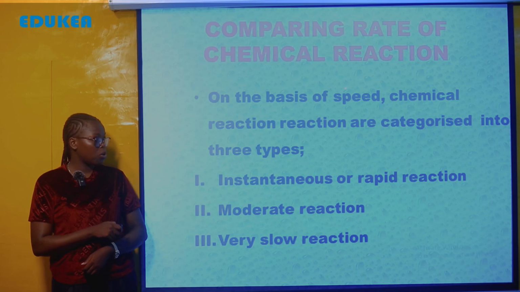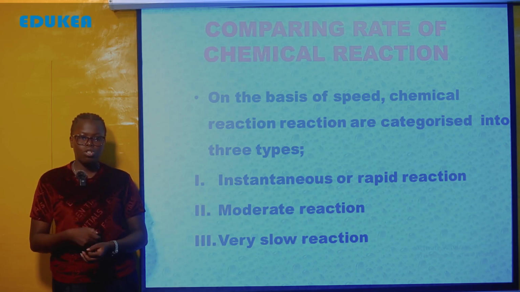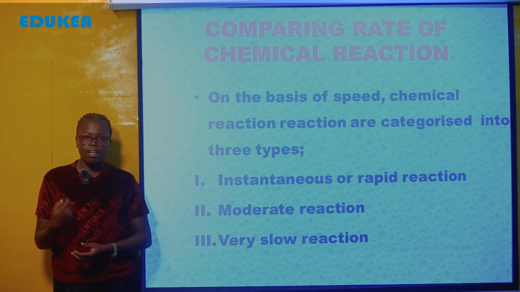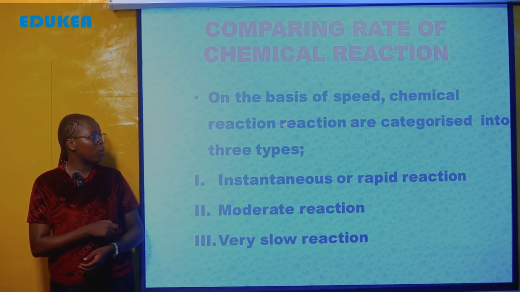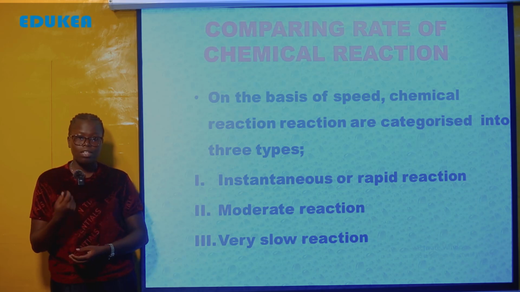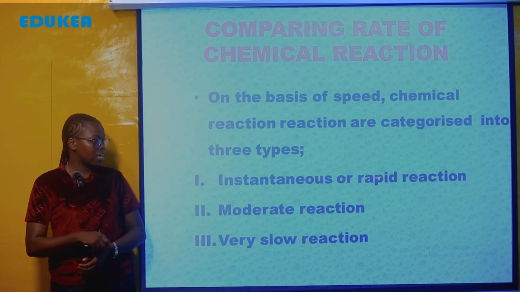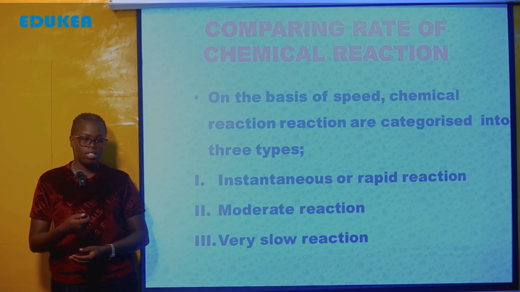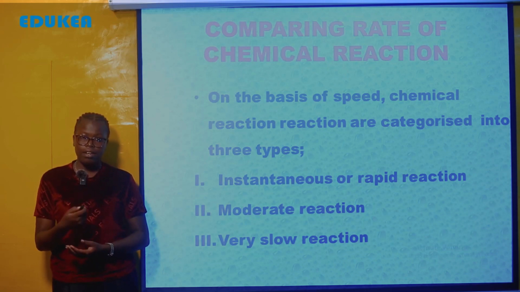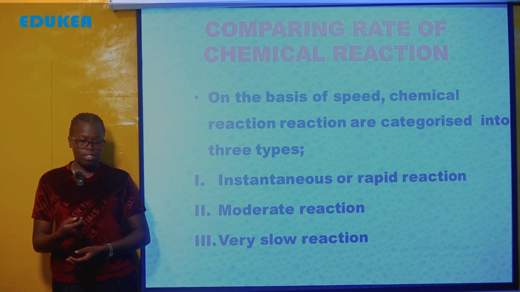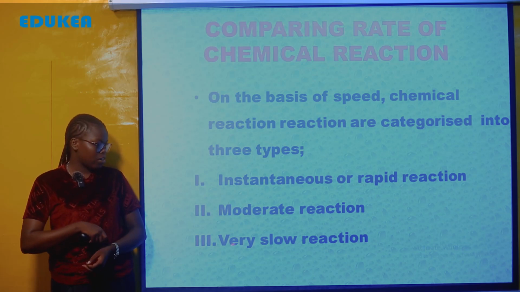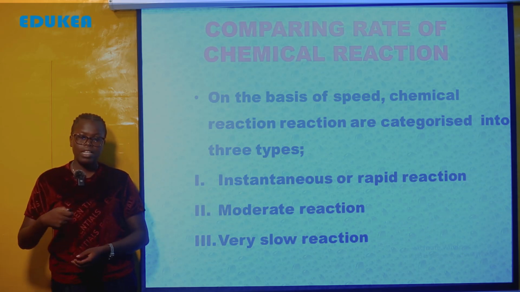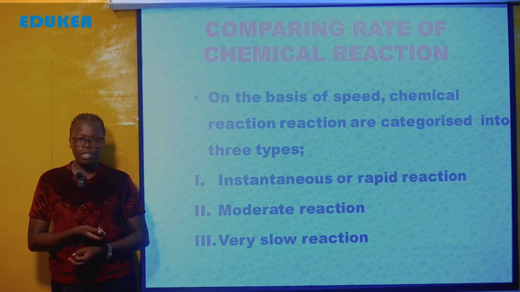Comparing the rate of chemical reaction. There are different methods or means to compare or to measure the rate of a chemical reaction. And on the basis of speed, chemical reactions are categorized into 3 types. The first one, we have instantaneous or rapid reaction. Instantaneous or rapid reaction ni ile reaction ambayo ina proceed at faster rate. Alafu tuna moderate reaction ambayo yenyewe proceed between the instantaneous and very slow reaction. Na very slow reaction ile reaction ambayo ina proceed by taking a lot of time for completion.